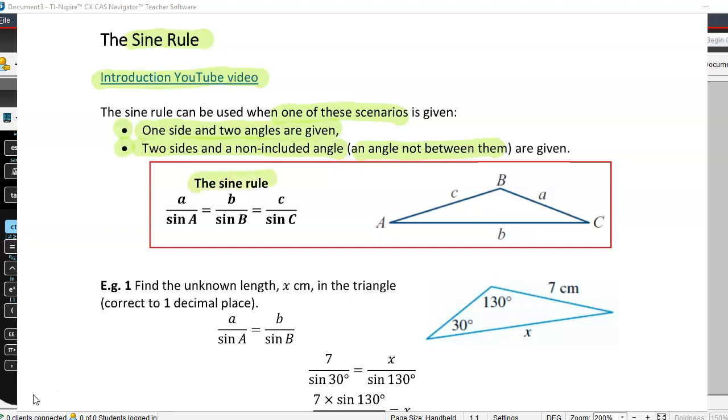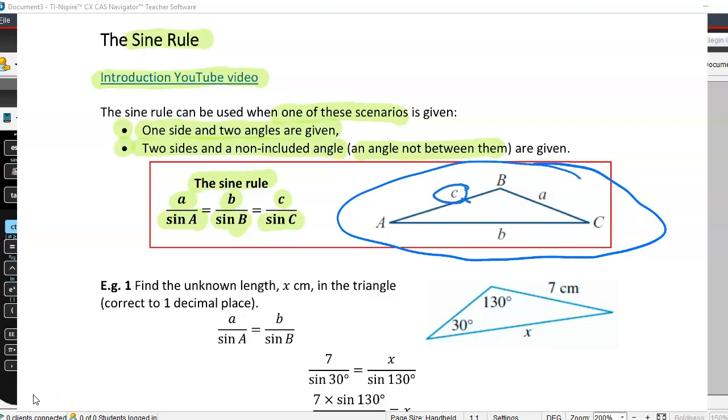Okay, so the sine rule. Side A divided by sine of angle A is equivalent to side B over sine of angle B. It's also equivalent, because there's lots of ratios here, to side C divided by sine of angle C. Now, it's really important that you understand how we've drawn up this triangle. You notice side C is opposite to angle C. Side B is opposite to angle B. Okay, it's always opposite. So you need to be labeling your triangles really carefully and thinking about it.